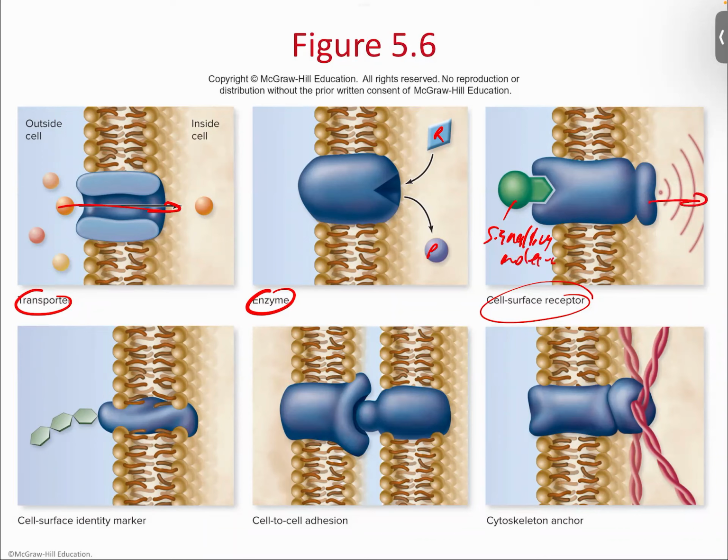And it's radiating some sort of a message to the cell to give it instructions. Your ID marker, this is your glycoprotein. So that's going to be your cell sorter. Your cell, that's a tight junction type of situation. So you have the cell junction, cell adhesion. And then of course your cytoskeletal anchor, this is your integrin, anchoring your cell to the extracellular matrix.